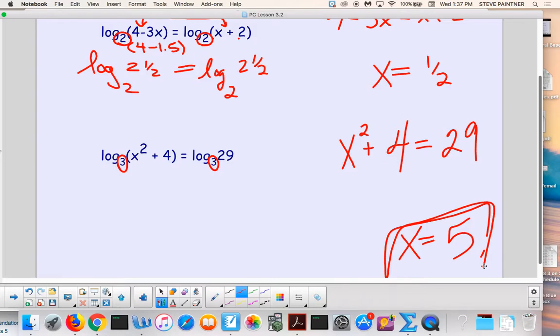Or negative 5? How? You subtract the 4 and you get 25, right? Okay, x squared equals 25. You get plus or minus 5. Did you check your answers? Did you put the 5 in? Did you put the negative 5 in? Do they both give you 29? Yeah, 5 squared is 25 plus 4, 29. What's negative 5 times negative 5? 25 plus 4, 29. It works.